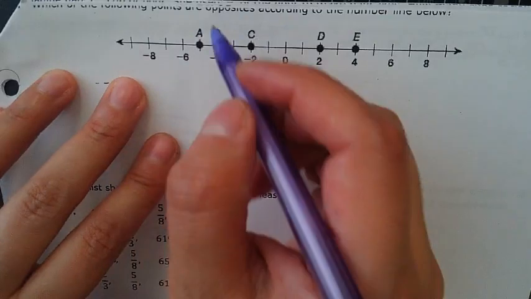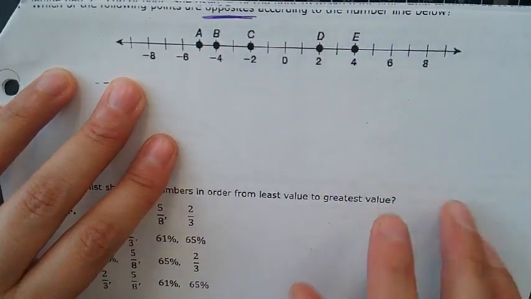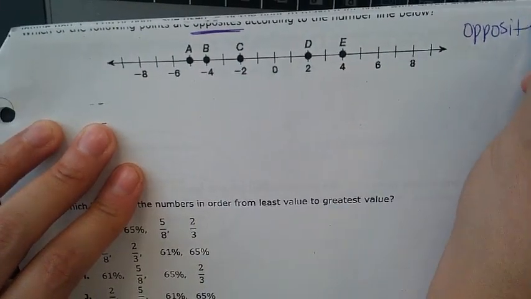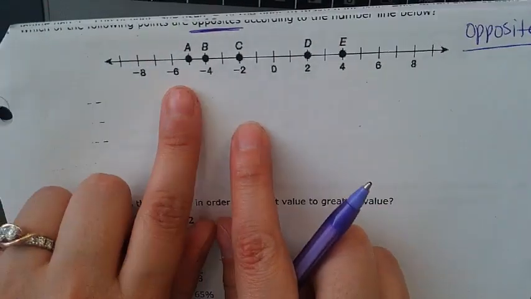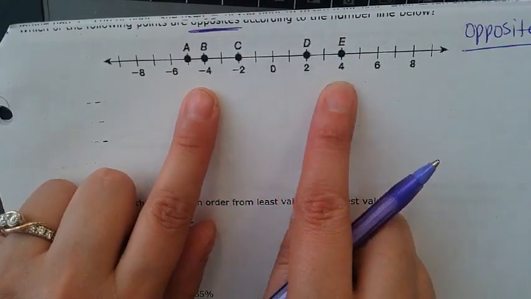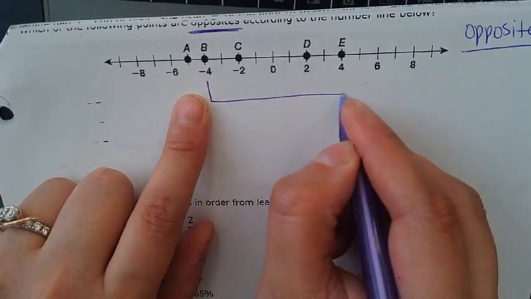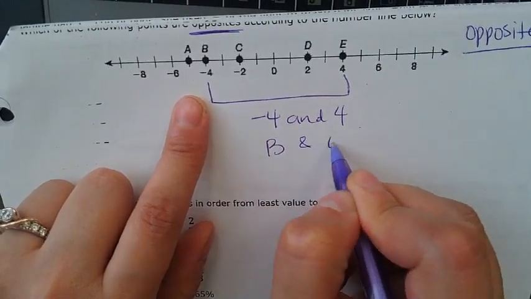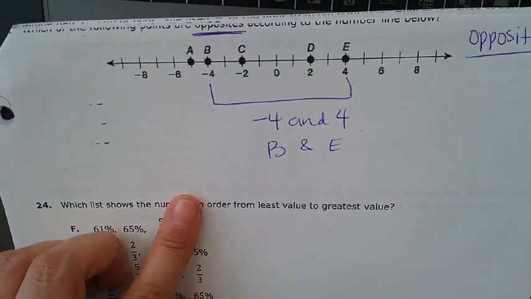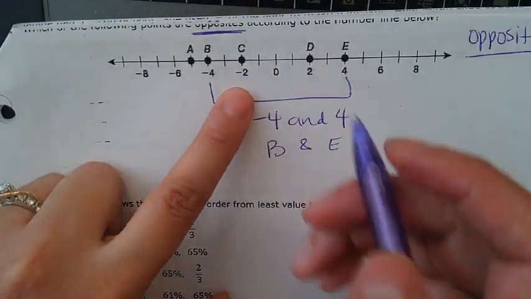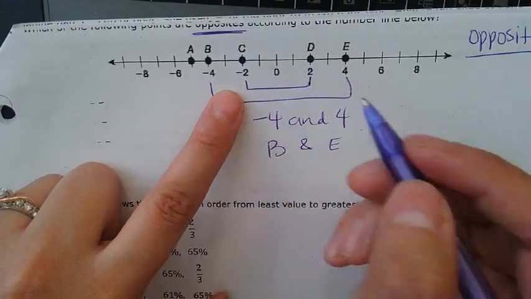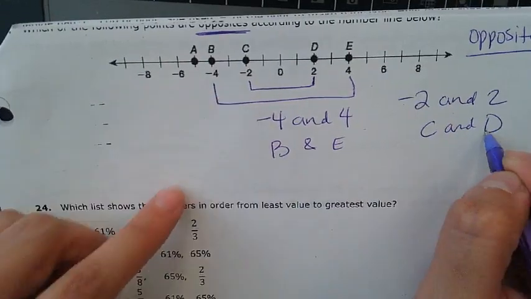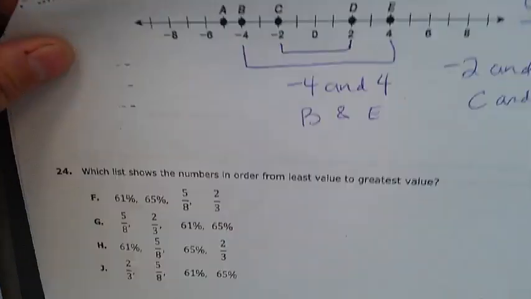All right, here they're asking you for opposites. I don't know if you guys can see it, but they're asking you for opposites. So, what is the opposite of -4? 4. So it's going to be B and E. B and E are opposites. What else? C and D. What's the opposite of -2? 2. So that's C and D. Number 24.